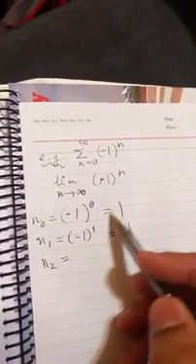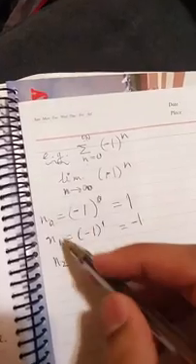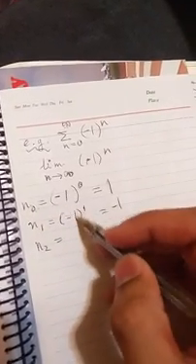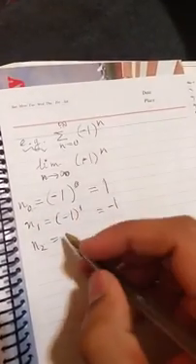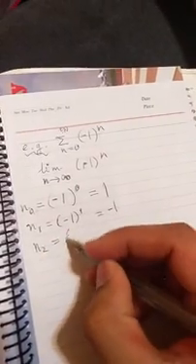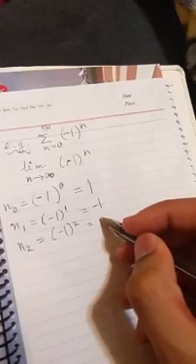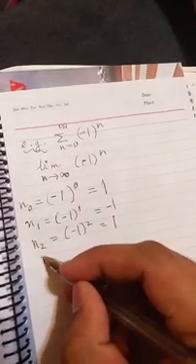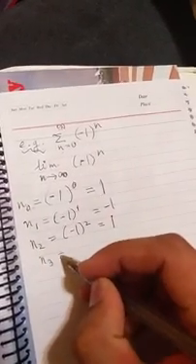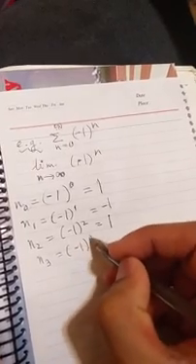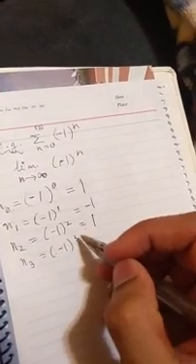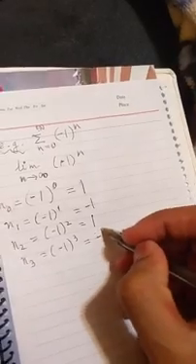Negative 1 to the power of 0 is 1. Anything to the power of 0 is 1, you know that. And then n equals 1: negative 1 to the power of 1 is negative 1. n equals 2: negative 1 to the power of 2 is negative 1 times negative 1, which is 1. And n equals 3: negative 1 to the power of 3 is negative 1 times negative 1 times negative 1, which is negative 1.